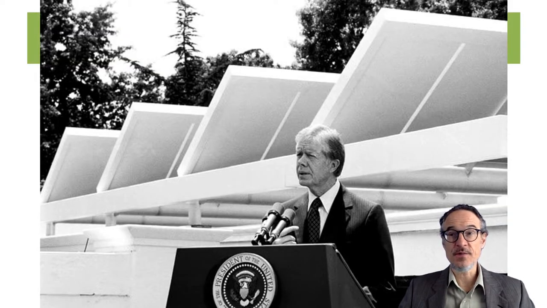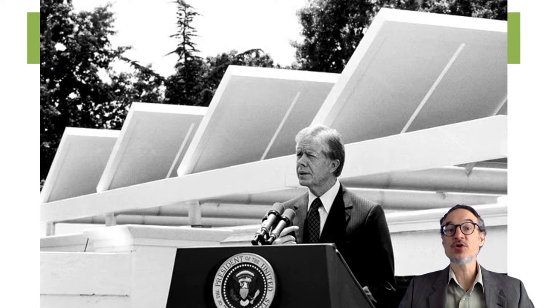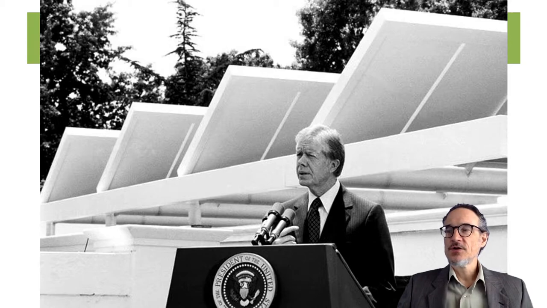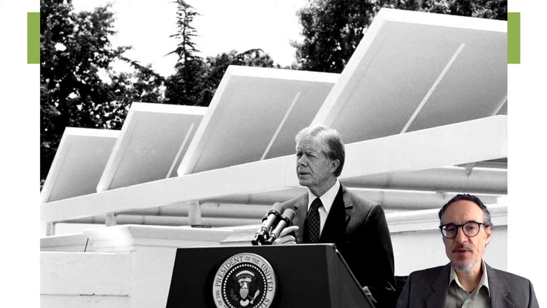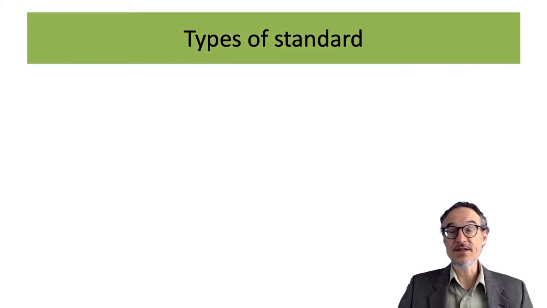And here's a picture of Jimmy Carter in the 1970s in the White House. Behind him, those are solar panels. Carter put solar panels on the White House to produce hot water, I think. Soon after, Ronald Reagan came into the White House and became president, and I think he took off the solar panels. So I could talk more about this, but I'm not going to talk about politics. I'm going to talk about standards.